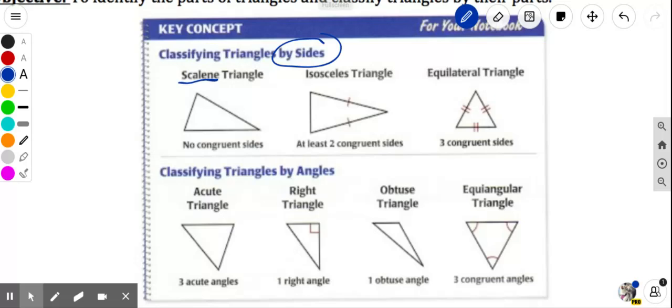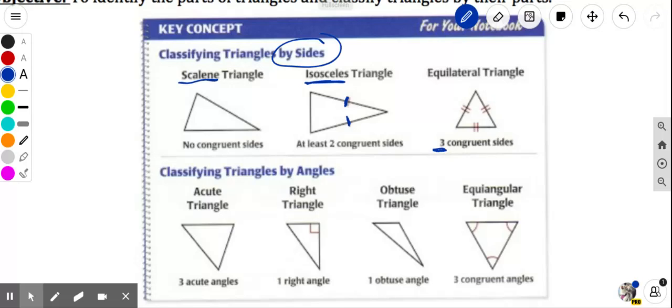So 3 random values. Isosceles triangle is when there are two congruent sides. And an equilateral triangle is when all 3 sides are congruent. So that would be classifying a triangle by its sides.